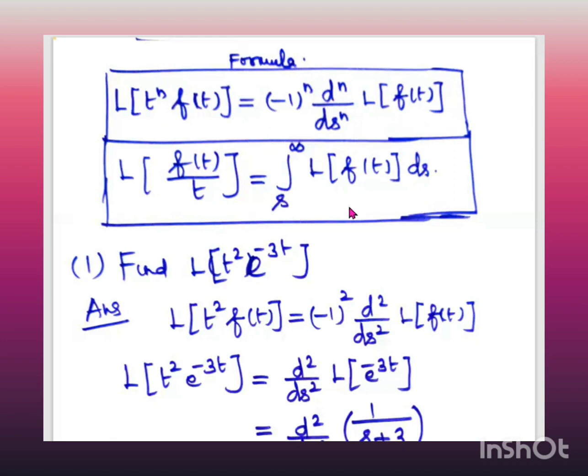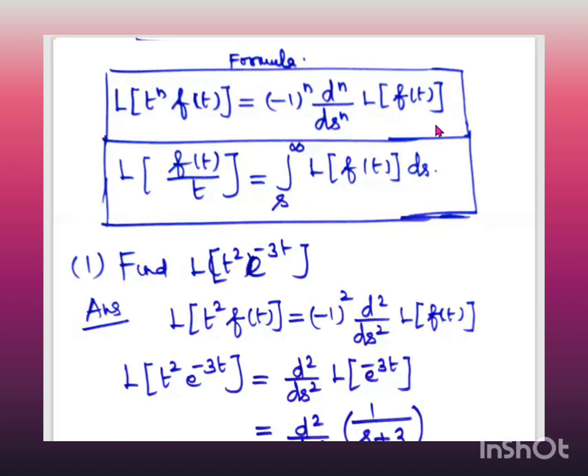Another formula, in the next video we will use this formula to solve the problems. L of f of t divided by t is equal to the integral over the limit s to infinity of L of f of t ds. There is a difference between these two. One is a multiplication, t into f of t. Another one is f of t divided by t. F of t divided by t means the integral from s to infinity of L of f of t ds. If t is in the multiplication, t f of t, it is equal to minus d by ds of L of f of t.